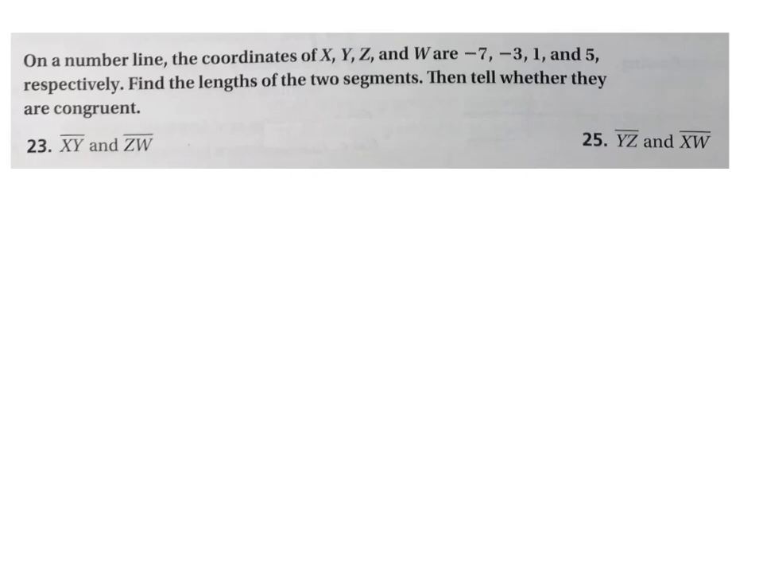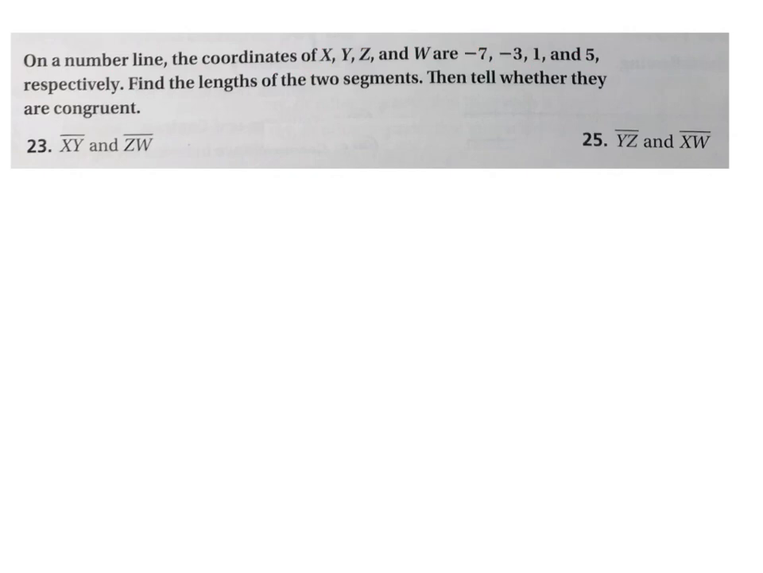Okay, these are like the problems before, except they're not giving us the number line, so we need to just figure out what the coordinates are based on the numbers. When it says here, I'm going to read this here. It says, on a number line, the coordinates of x, y, z, and w are these values, -7, -3, 1, and 5, respectively, meaning the first one matches with the first one, the second one matches with the second one, the third one matches with the third one, and the fourth matches with the fourth.